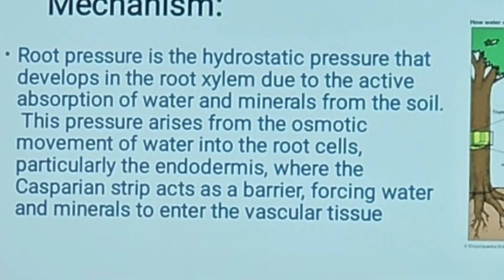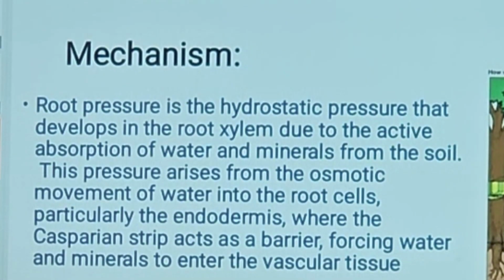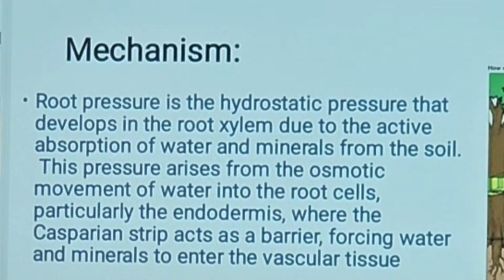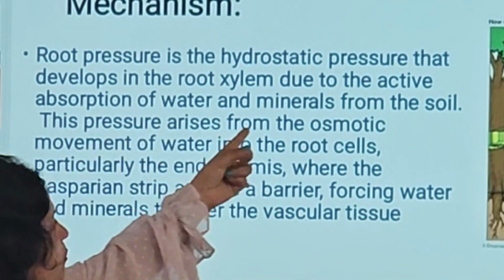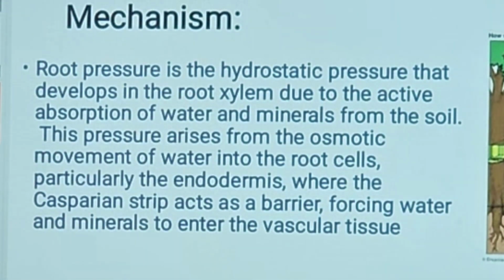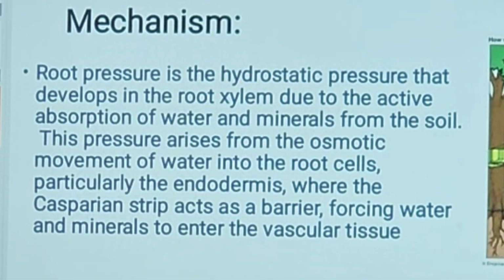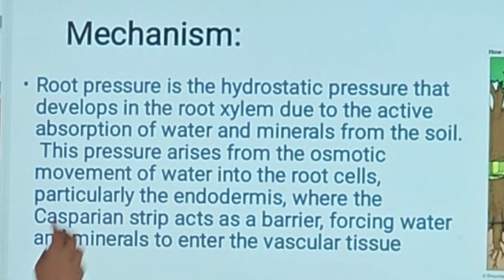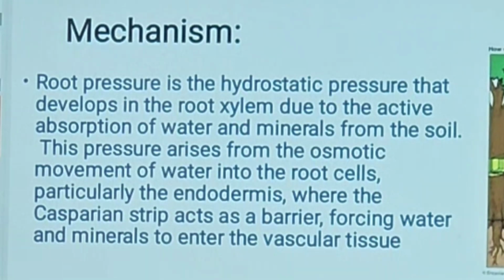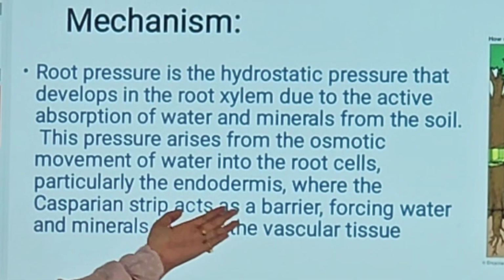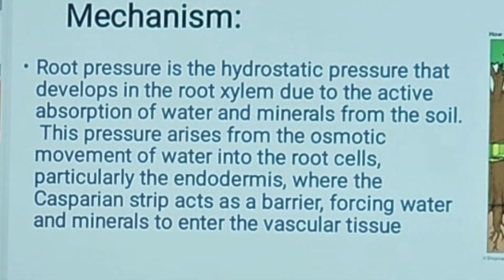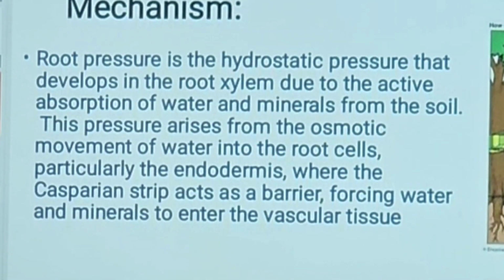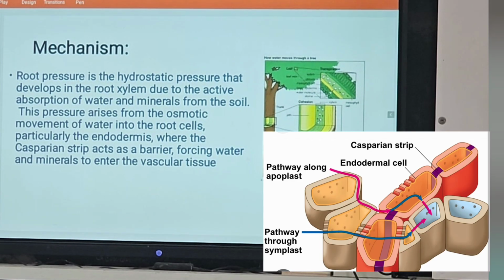Now let's know what is the mechanism of root pressure. As it is clear to you, it is the hydrostatic pressure that develops in the xylem vessel due to active absorption of water and minerals from the soil. And how does this pressure arise? Now this is the question. This pressure arises from the osmotic movement of water into the root cells, particularly the endodermis, where the Casparian strips act as a barrier. As I explained to you in my previous class, water moves up to the endodermis by the apoplast pathway, that is the non-living pathway through the cortex.